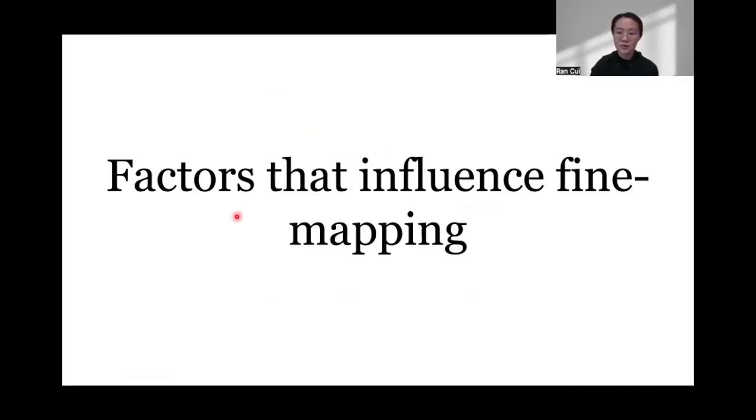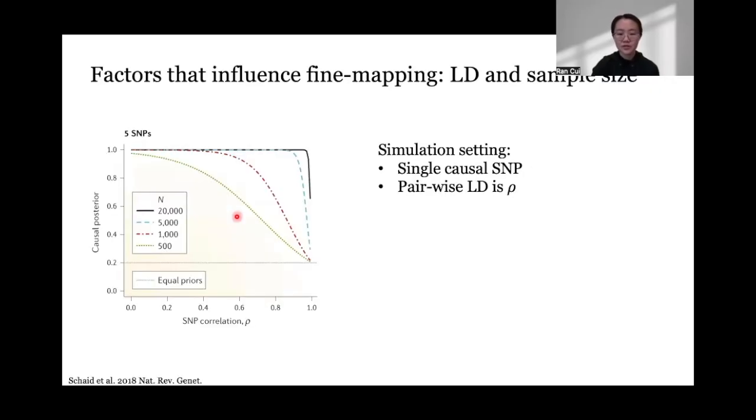Let's learn more comprehensively what factors can influence fine mapping efficacy. By efficacy, I'm referring to accuracy. Maybe I should have just said accuracy. That is whether or not fine mapping can actually include the causal variant in its credible set. And also fine mapping resolution, which refers to the size of the credible set. Let's first look at LD and sample size.